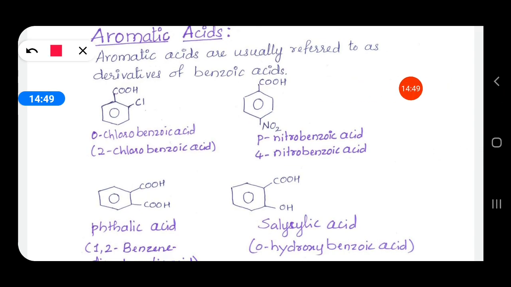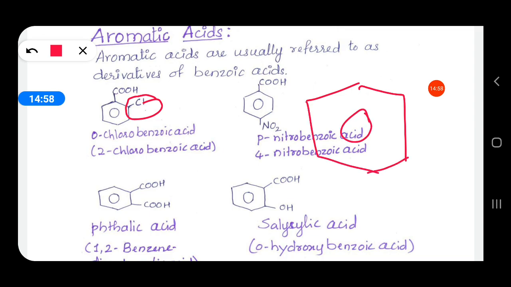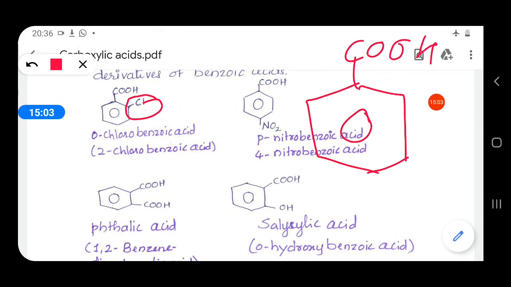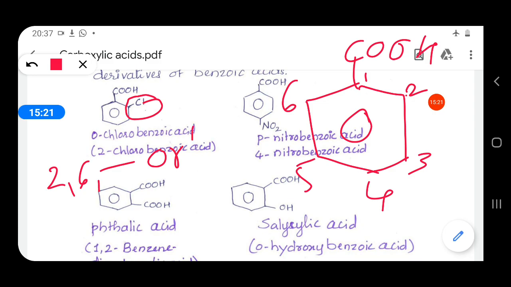So we'll see the examples. The chloride group is present at the ortho position. So ortho and para positions are taken like this. The benzene has a COOH group. This is the first substituent which is present. Depending upon the COOH group, this is the first carbon, second carbon, third, 4, 5 and 6. 2 and 6 positions are called ortho positions.